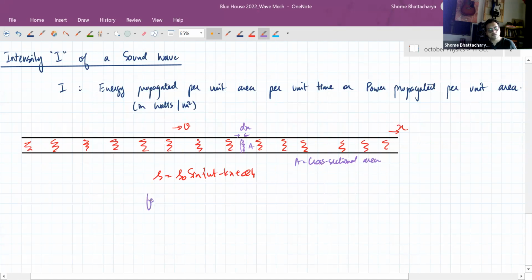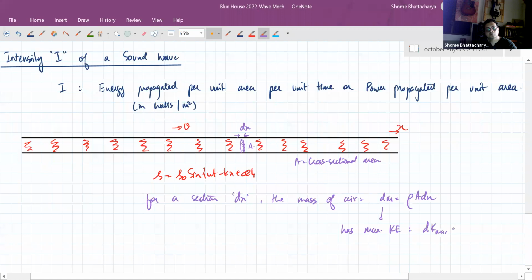So for a section dx, the mass of air present is density into area of cross section into dx, and this mass has maximum kinetic energy of half dm into s naught square omega square.